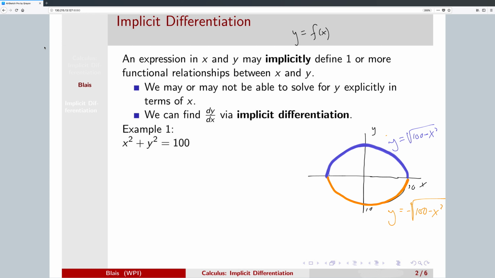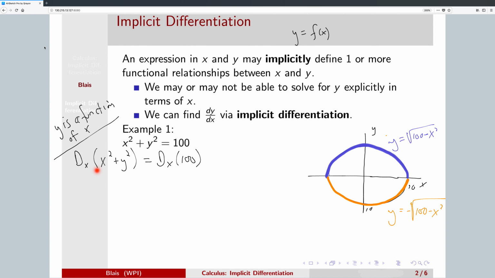So we'll look at an example of how to do this now, and then we'll explicitly describe the procedure in the next slide. And so what we do is we assume that we can write y as a function of x. So that's going to be very important. And we differentiate both sides with respect to x. So the derivative with respect to x of x squared plus y squared is the derivative with respect to x of 100. And we go, of course, term by term.